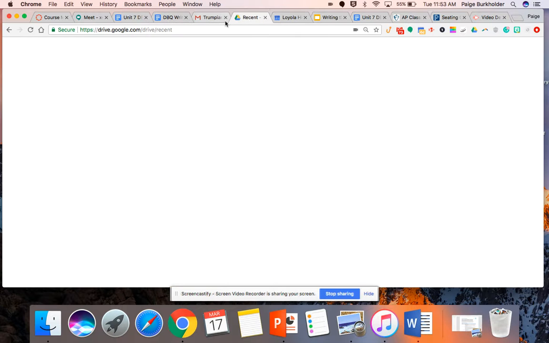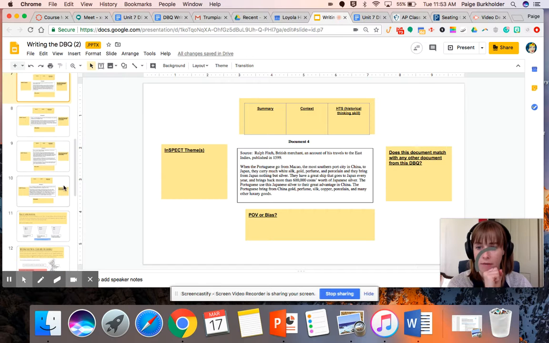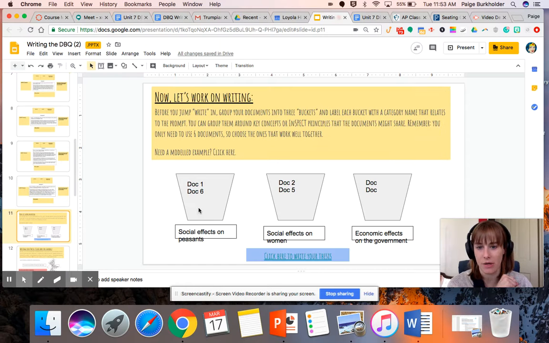Once you're done with that, and you're done analyzing every single one of your documents, all 7, you guys know what to do. You start grouping them into your buckets. Isn't that exciting? We love the buckets in this class. We do. Okay. So we have our buckets, 1, 2, 3, and these buckets represent your 3 body paragraphs, essentially. They represent your 3 arguments.